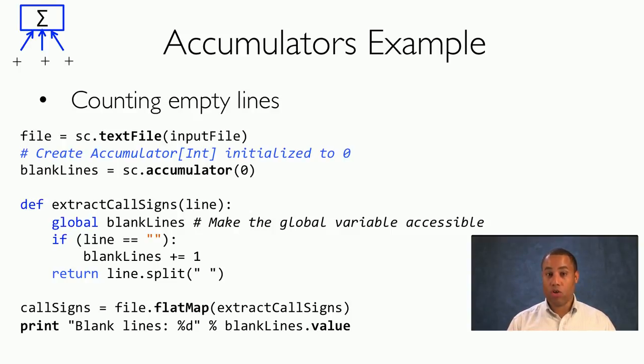Each time extract call signs runs against an element, if the element is blank, it's going to add 1. If it's not, it'll return the value of splitting the line. Flat map will then turn that into separate elements. At the end, we can print out the accumulator at the driver, blank lines, and we'll see what the value is.